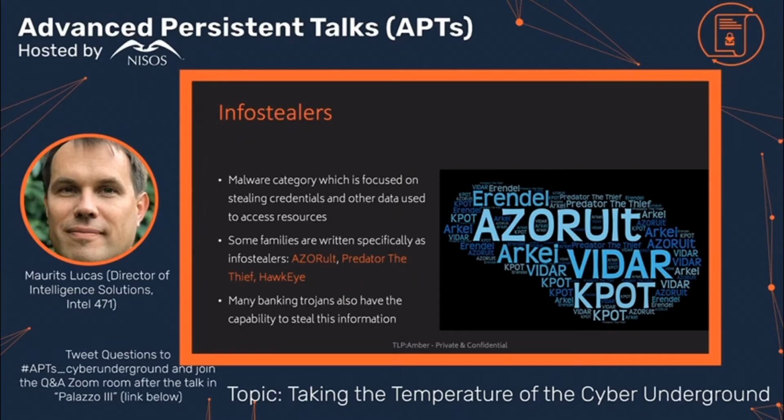So the most popular families, AzorUlt, Predator the Thief, and Hawkeye, are focused on doing just that. There's also a huge number of banking malware families, such as DanaBot and others, which also have this capability built in. Sometimes the actors running these banking malware botnets pivot away into becoming an info stealer. And sometimes this is just an extra little add-on, another way to monetize their bots. There are huge numbers of installs out there, and they're all stealing huge numbers of passwords to every single site that the victim is visiting. So that's one way of gaining access or grabbing information.